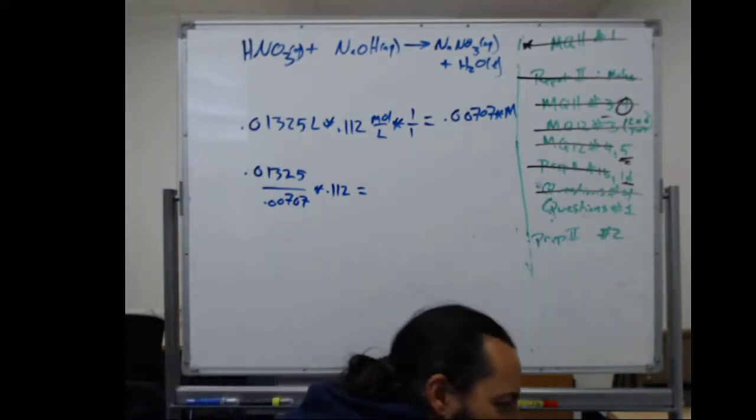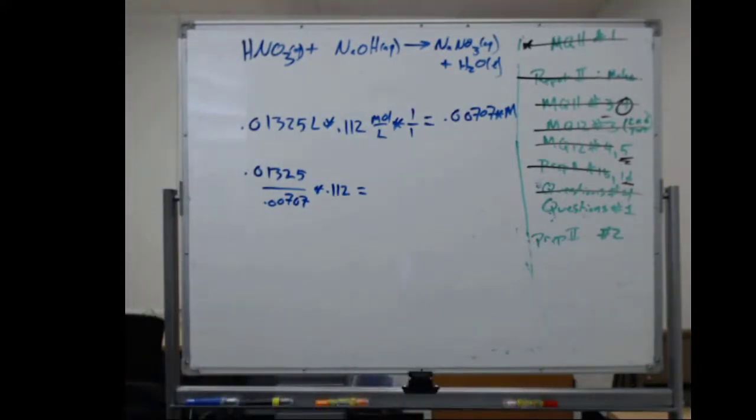Right, so once we practice this stoichiometry and spend more time looking for the patterns in the problems, we get much quicker at these. 0.01325 divided by 0.00707 times 0.112. And so for my values, I get 0.209.